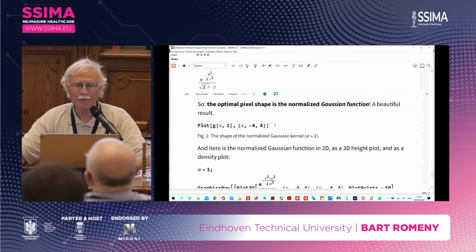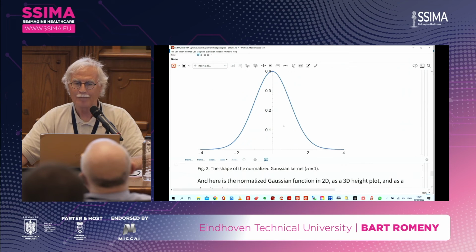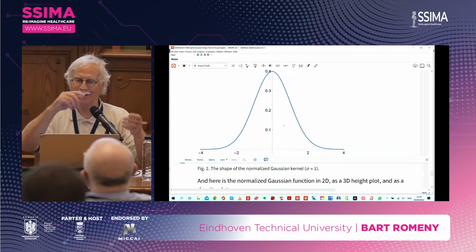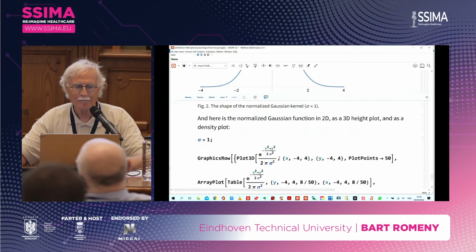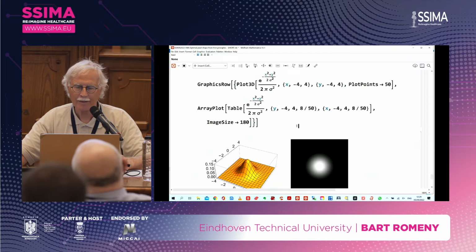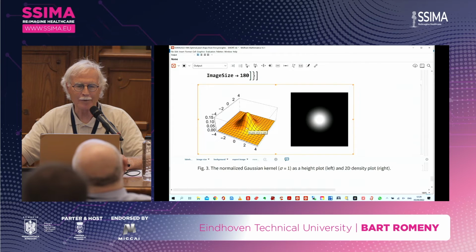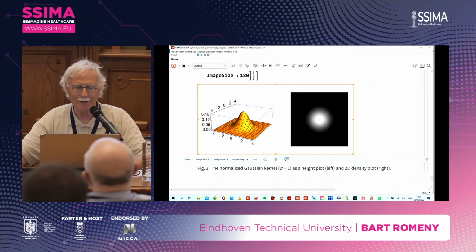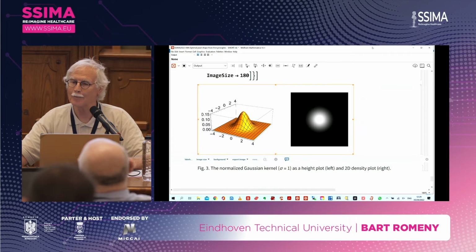If you plot it, of course, you get all kinds of nice functions. This is now the famous guy. This has no steep edges. This is, if you put this in 2 dimensions, you get this famous plot, and you can turn it in all kinds of shapes. So now we have found the best pixel.